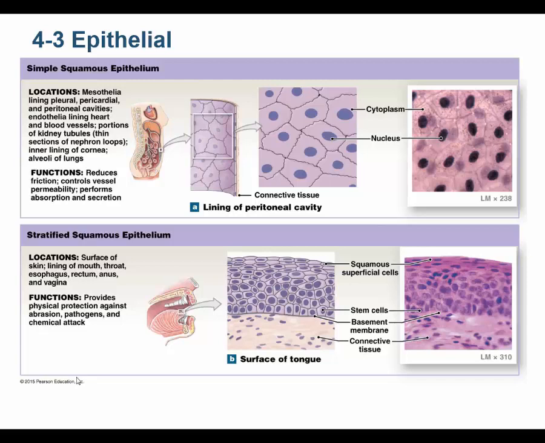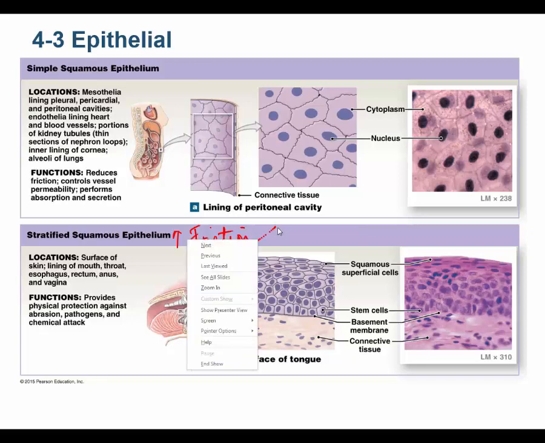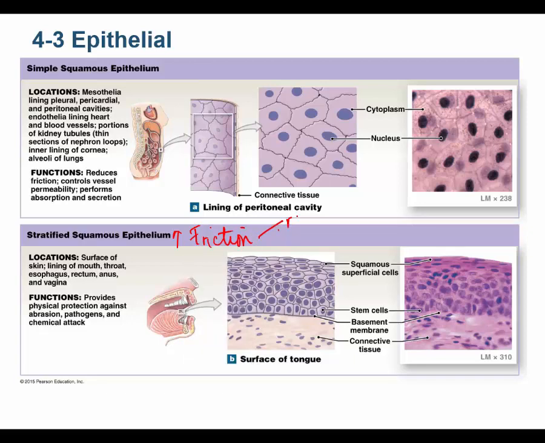Now you're going to have to know where stratified squamous epithelium is. It's any place that there's friction. High friction is stratified squamous. Well, what's high friction? Well, the rectum, the vagina, the mouth, your skin. This is all high friction.